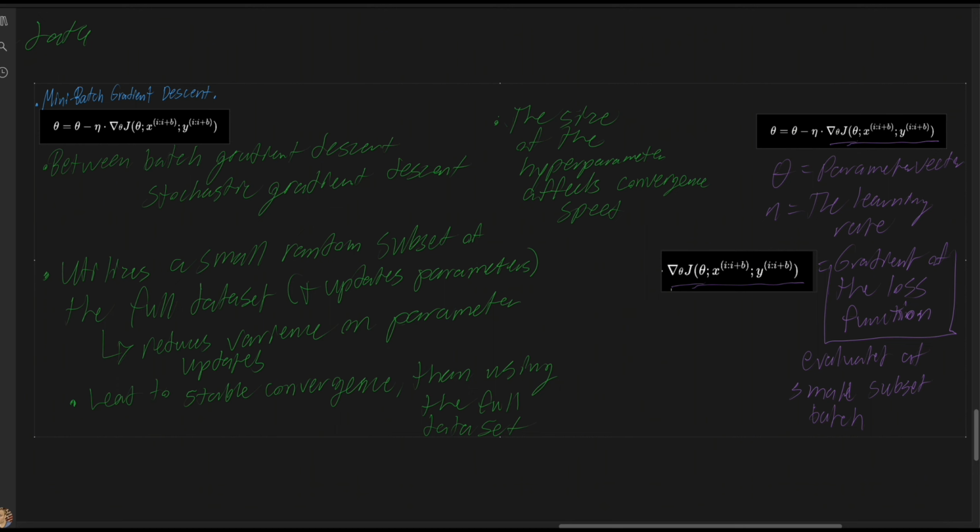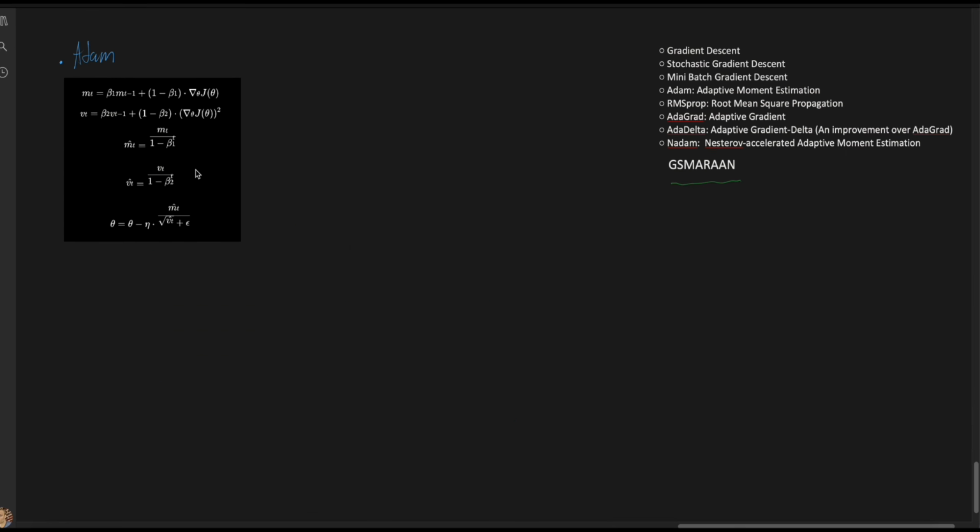And now let's move over to the ADAM, or adaptive moment estimation, optimization algorithm. ADAM is an adaptive learning rate optimization algorithm designed specifically for training deep neural networks. It combines the advantages of two other extensions of stochastic gradient descent. So it combines two components of stochastic gradient descent.